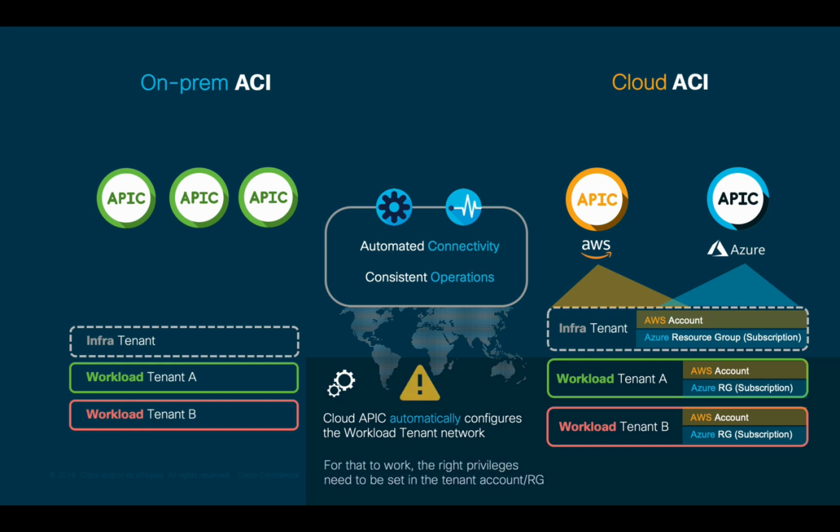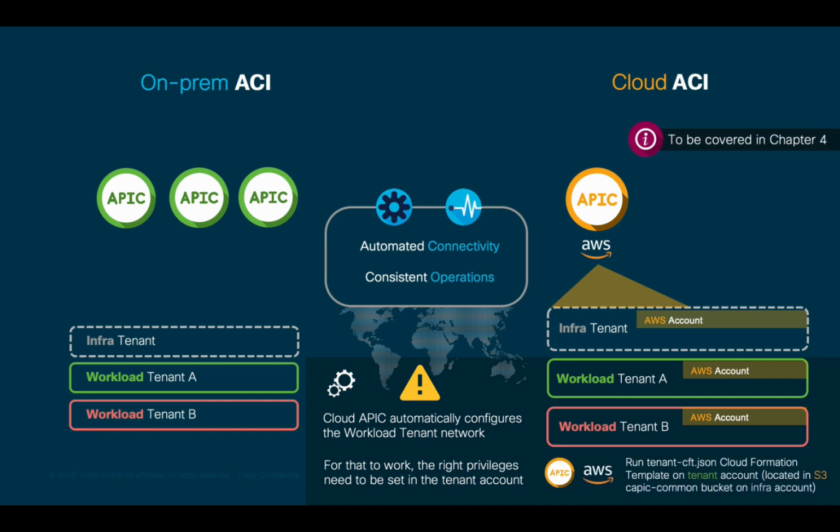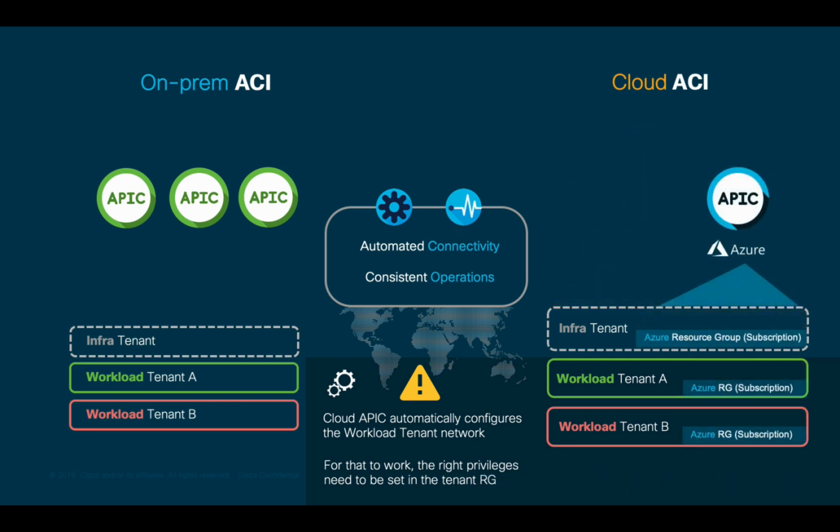This is why you must allow Cloud APIC to have the right privileges for each workload tenant account or resource group. If you're running Cloud ACI on AWS, this is very easily done through the tenant CloudFormation template, which is available in an S3 bucket created by the initial deployment on the Infra account. The same thing can be done in Azure with a single command that Cloud APIC provides, as we will cover in the configuration chapters.